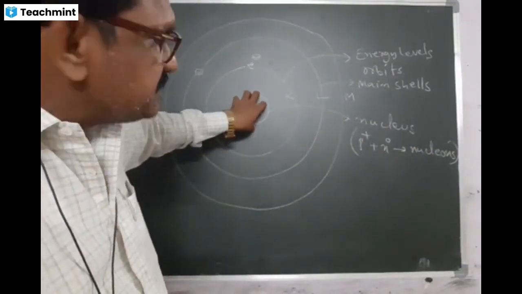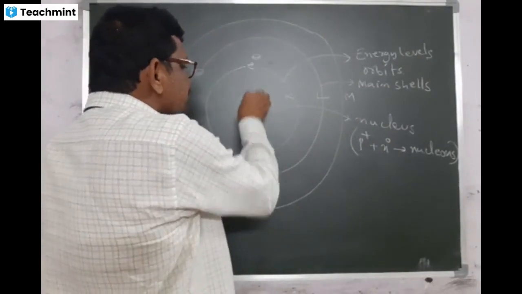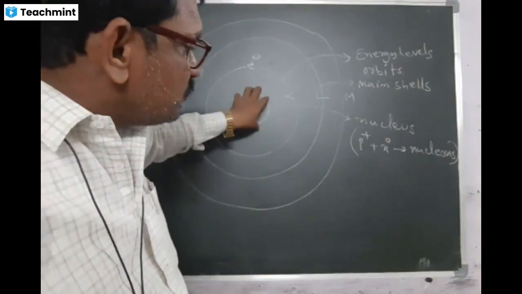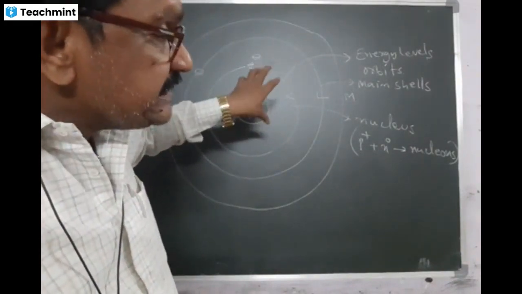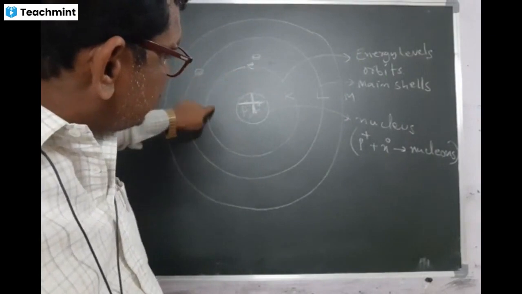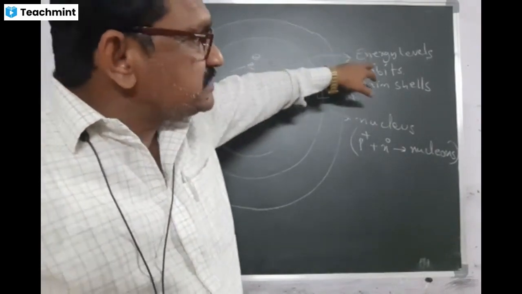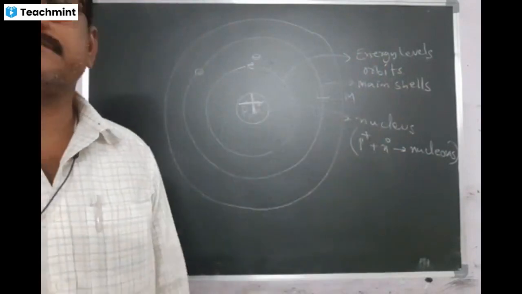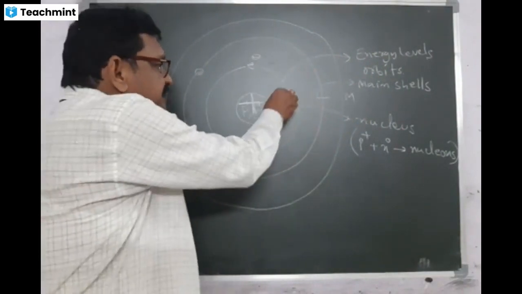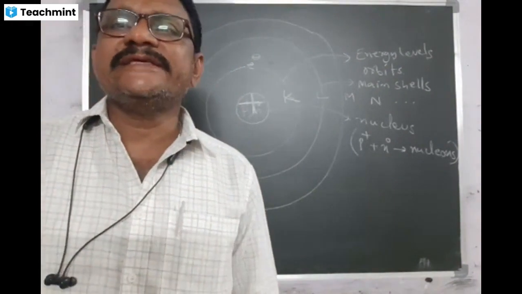The net charge of the nucleus is positive. In the atom, at the center there is a positive charge. Due to this positive charge, the negatively charged particles, electrons, revolve around the nucleus in circular paths. These circular paths we call energy levels, orbits, and main shells. Those main shells are represented by the capital English letters K, L, M, N and so on.